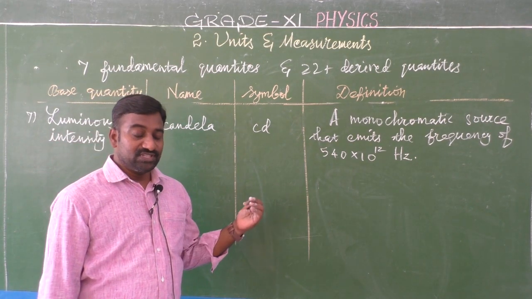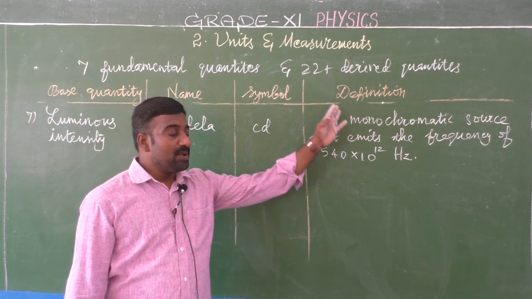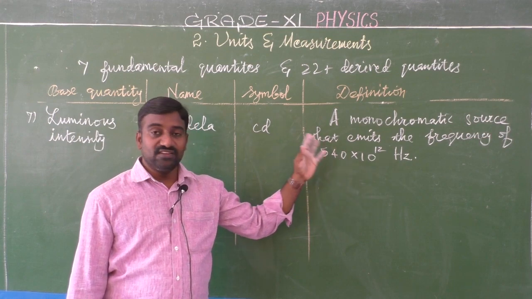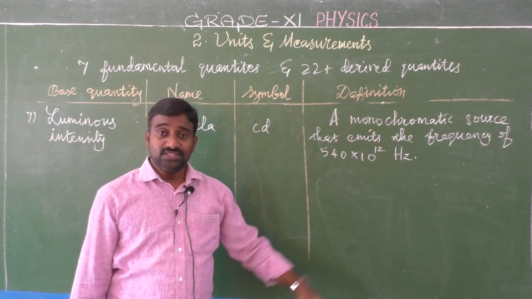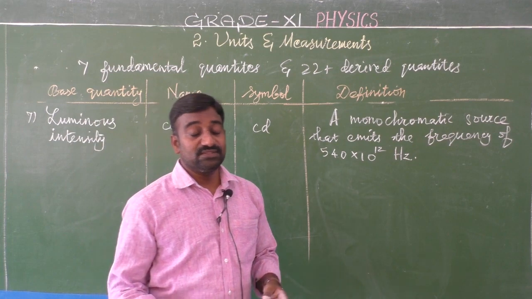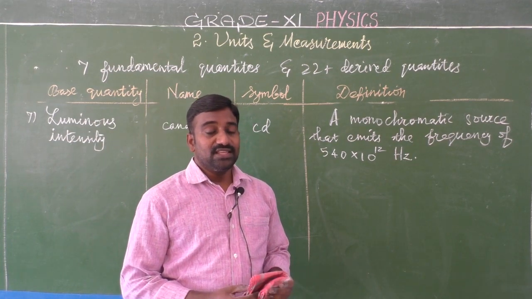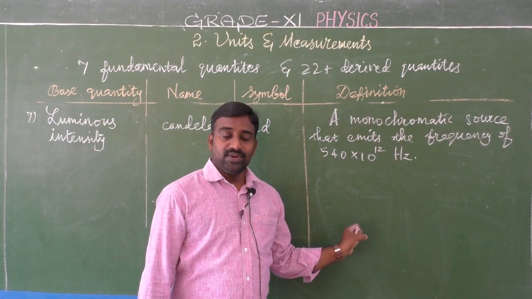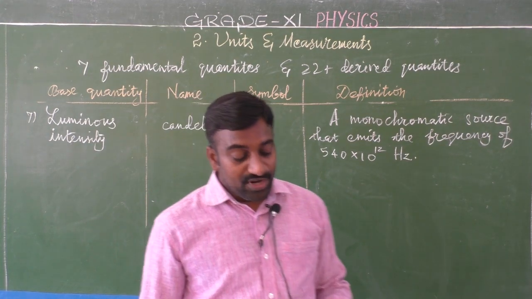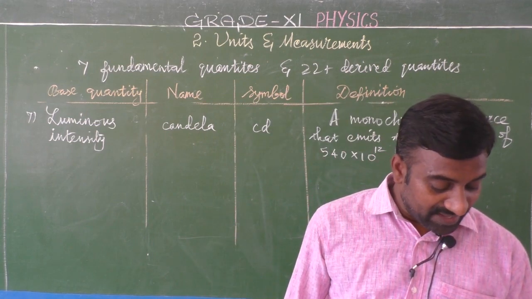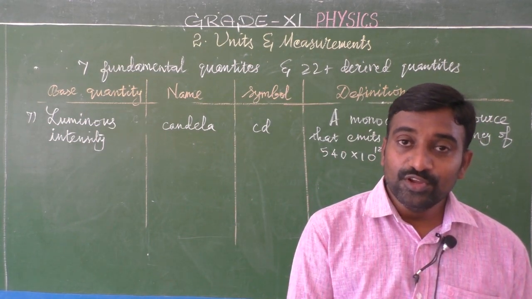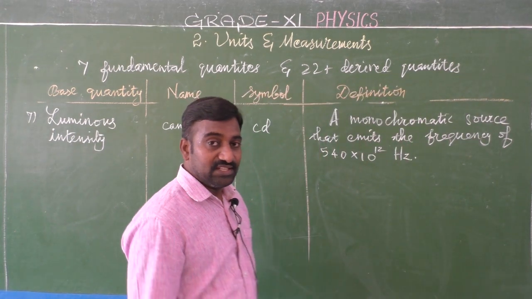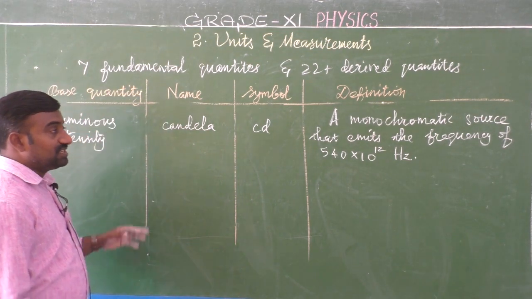I hope you are clear about these 7 fundamental quantities. You need not memorize these definitions, just try to understand the meaning of each definition. But all these definitions you are going to learn in your coming 11th standard as well as 12th standard. In 12th you will see electric current, the definition of ampere, thermodynamic temperature, kelvin, in the second volume. Candela also you will learn in 12th standard. The remaining you will learn in 11th itself. I hope you are clear about these definitions.